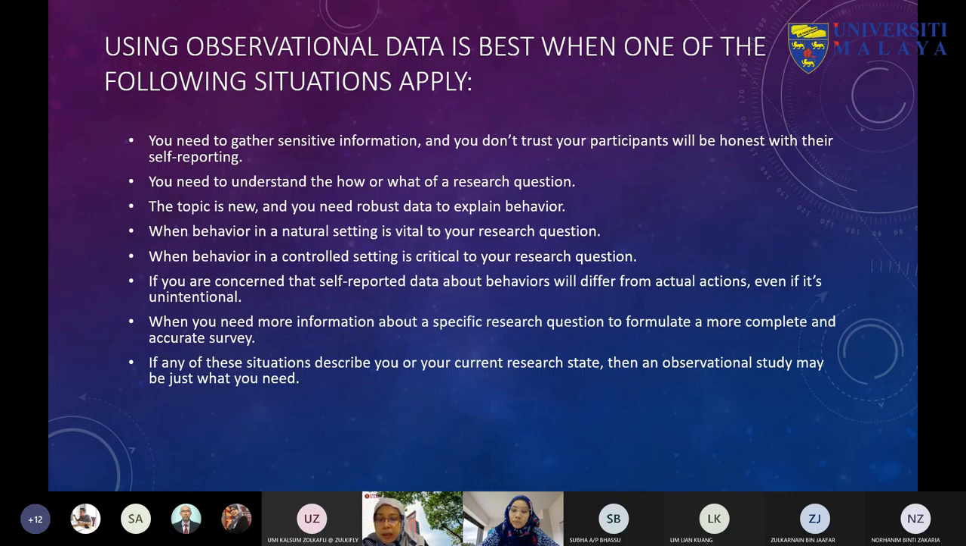Observe how the sleep pattern for the first 15 minutes. So you must have a list as a guide for you to observe, or the component of observation.